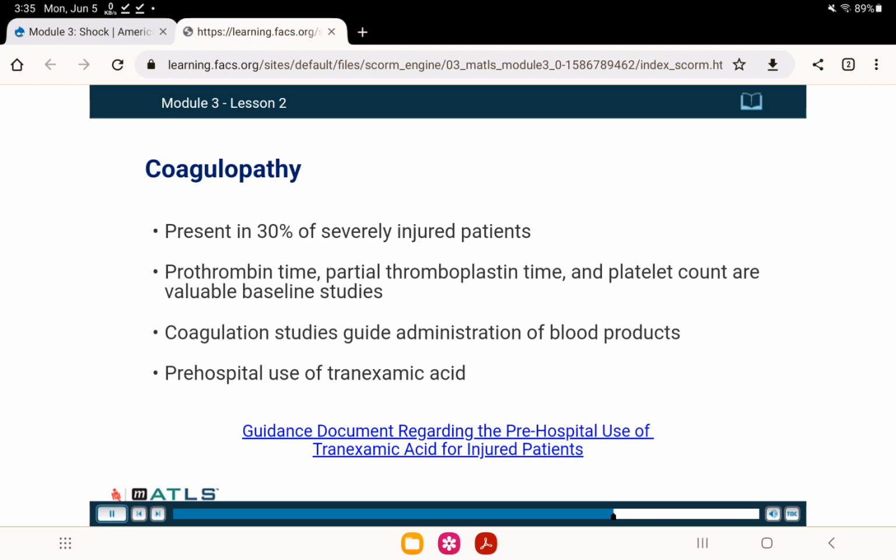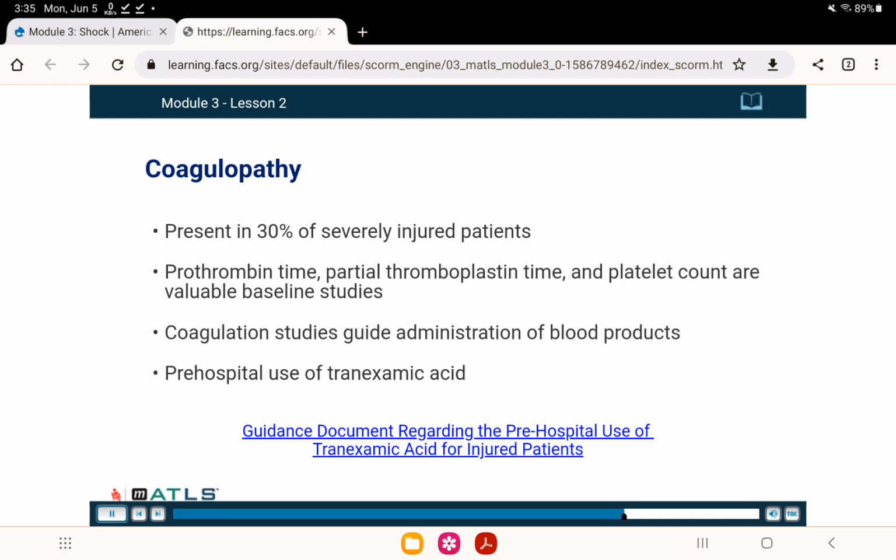Injury and hemorrhage result in the consumption of coagulation factors and early coagulopathy, which is present in up to 30% of severely injured patients. Massive fluid resuscitation then contributes to coagulopathy. Obtain baseline prothrombin time, partial thromboplastin time, and platelet count values in the first hour.